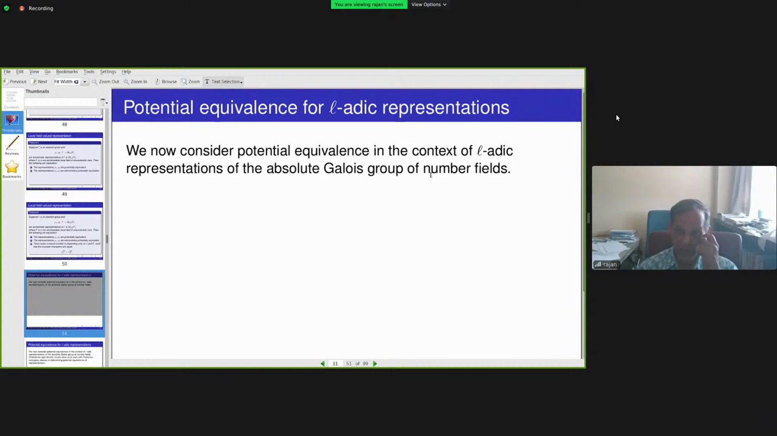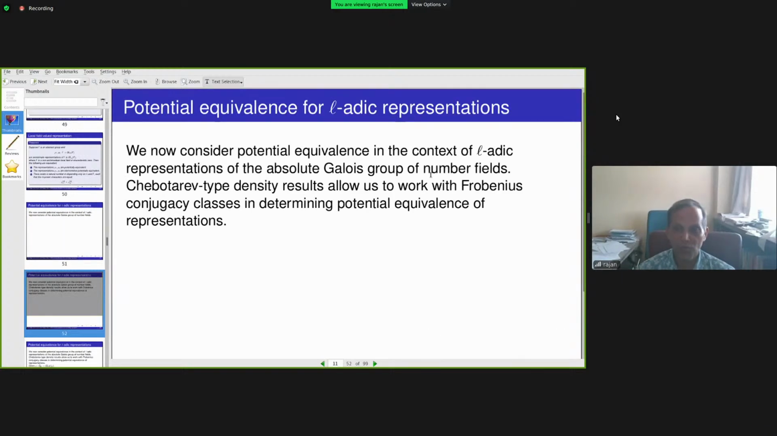But now I want to consider potential equivalence in the context of Elliptic representations of the absolute Galois group of number fields, in which case we are going to work with Frobenius conjugacy classes. So we need to move to a slightly different setting, and for this we use Chebotarev type density results, which will allow us to work with Frobenius conjugacy classes in determining potential equivalence of representations. So, what are the Chebotarev type density results?